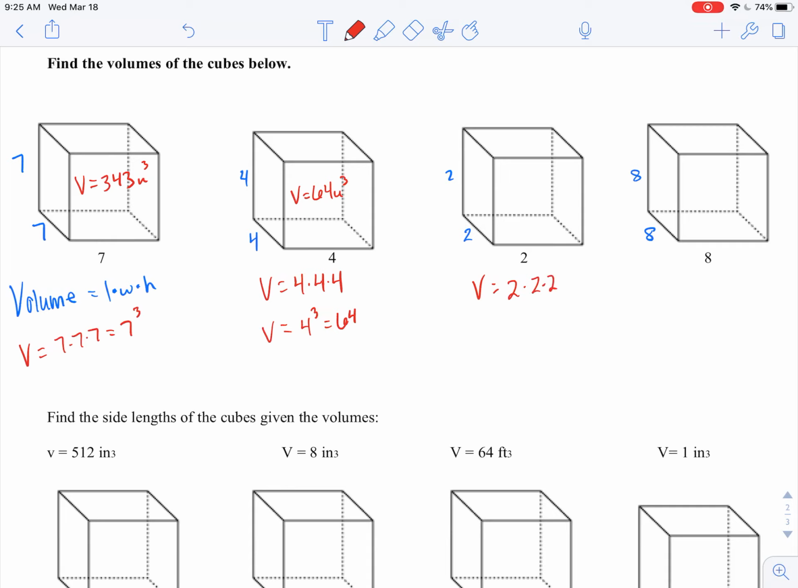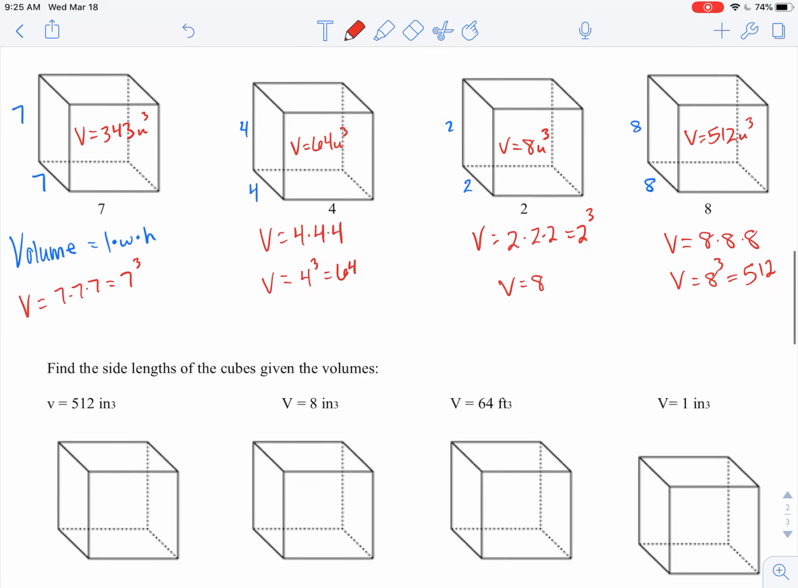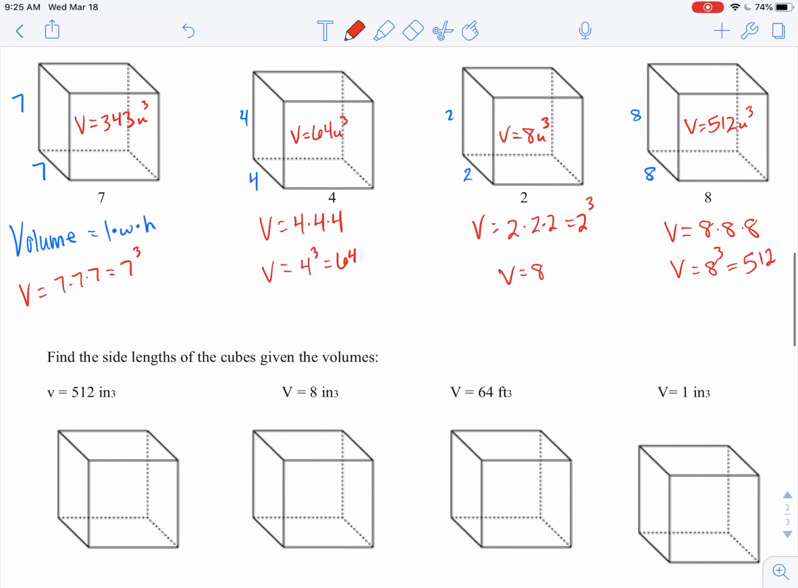Volume equals 2 times 2 times 2, 2 cubed, 8. And last here, volume equals length times width times height. Okay, and just like in squares, given that side length we square rooted, so here we were cubing our side lengths to find the volume.